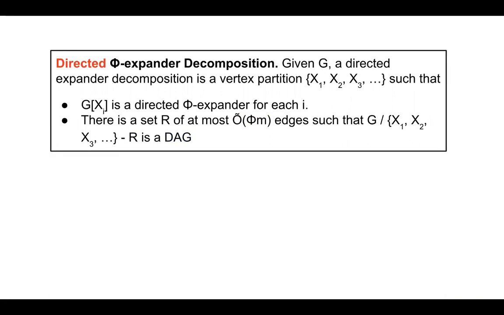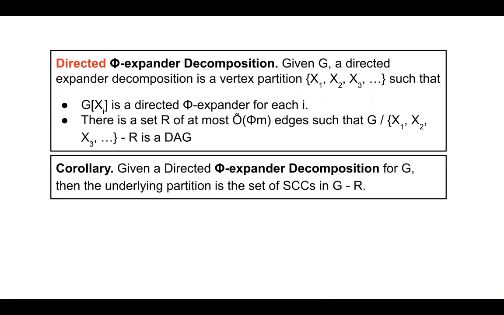Why are we talking about directed expanders in the first place? Well, the reason is quite simple. If a graph is a phi expander, a directed phi expander, then it's certainly a strongly connected component. If it's well connected in this sense, then it means that you can go from S to not S very easily, and vice versa.